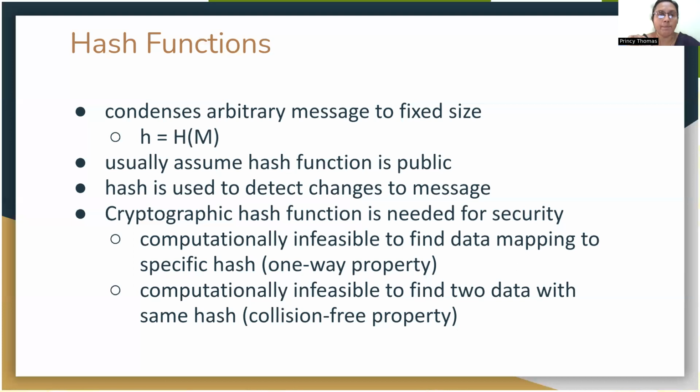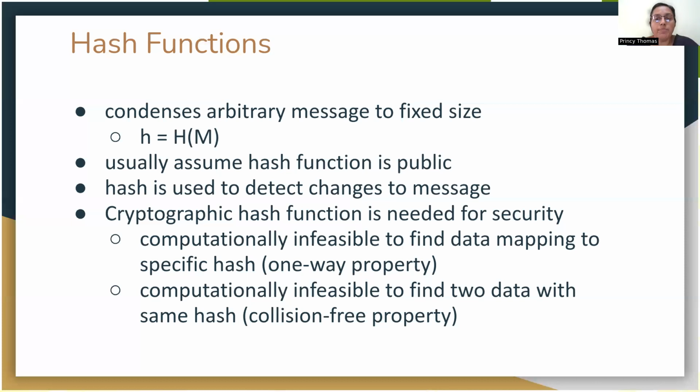Now, what is the one-way property? One-way property means from a message, I should be able to calculate the hash, but from the hash, I should not be able to get the message. So it should not be possible to compute the message backward from the hash. It is computationally infeasible to find data mapping to the specific hash. That is the one-way property.